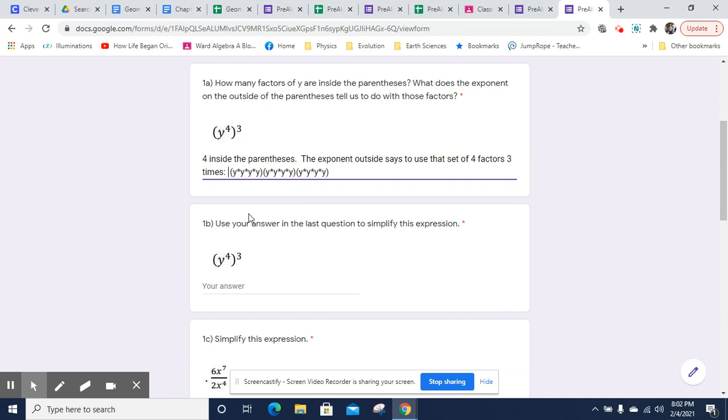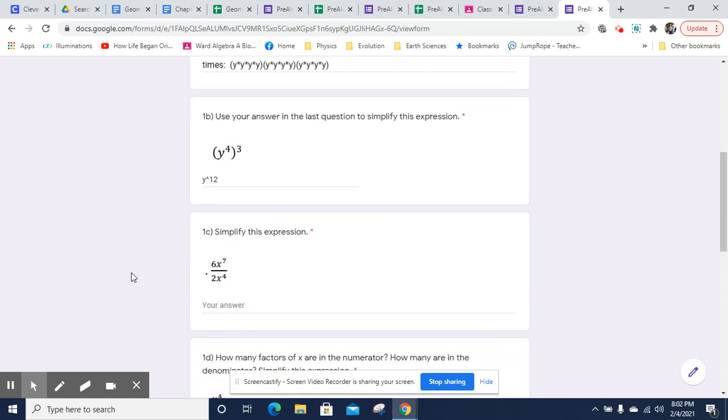So using the answer in our last question, to simplify the expression, since there are 4, 4, and 4, that's 4 times 3 factors of y. Y to the 4 times 3 power would end up being simplified to y to the 12th. That's 4 times 3 is 12.